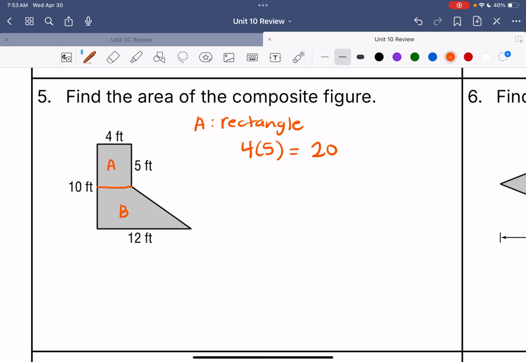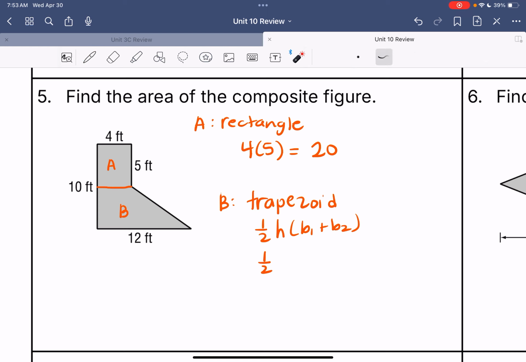Then this bottom portion down here, that's a trapezoid. So area of a trapezoid, I'm going to write the formula, is 1/2 height, base 1 plus base 2. So let's see if I have everything. 1/2. Its height would just be this part. So I know that the entire height is 10, and then we know from previous that this part is 5. So it kind of makes sense that the height of the trapezoid is also 5.